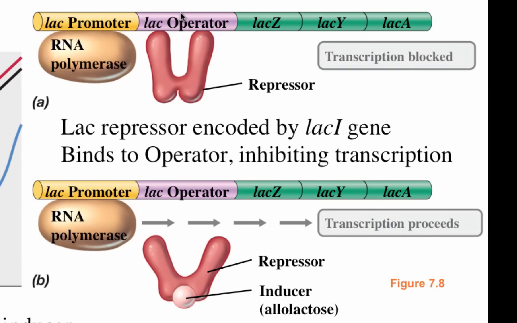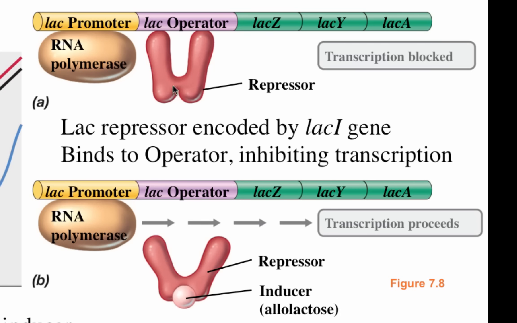So in this case, the lac promoter contains a regulatory sequence next to it called the lac operator. And you have 3 genes involved in this operon: lacZ, lacY, and lacA. You also have the product of a 4th gene, the lacI gene, which creates the lac repressor, shown over here. Now, the lac repressor is able to bind to the operator region and inhibit transcription.